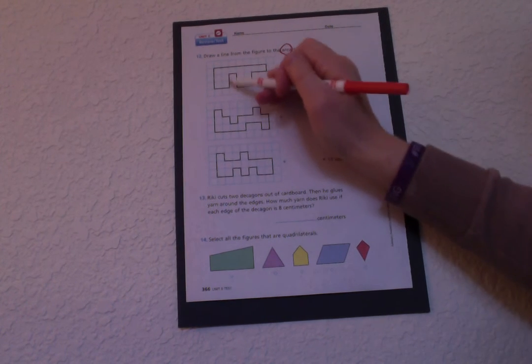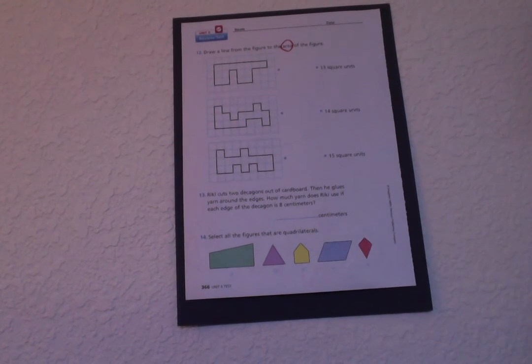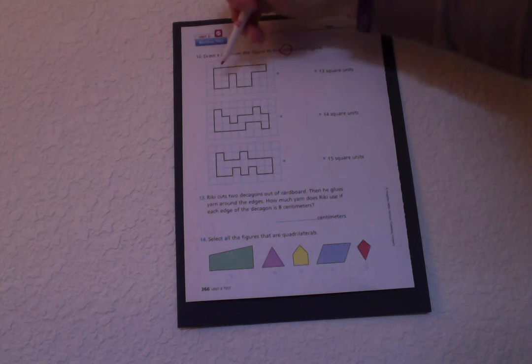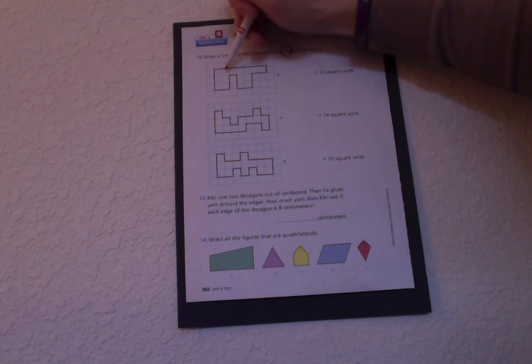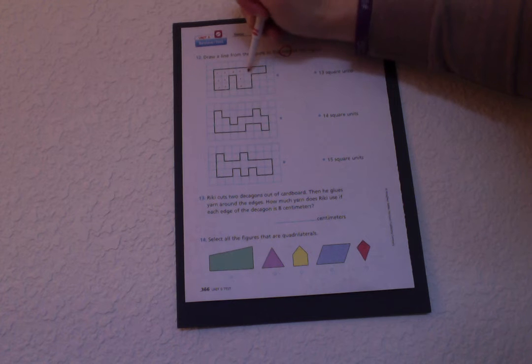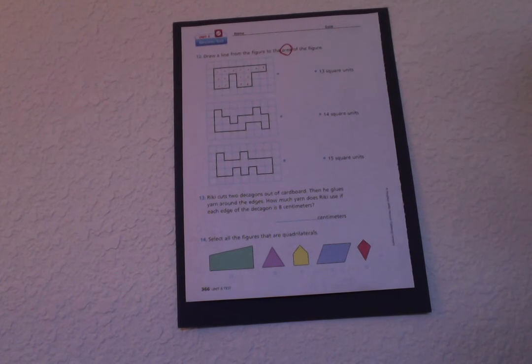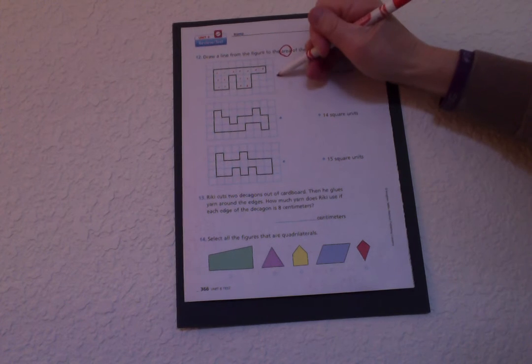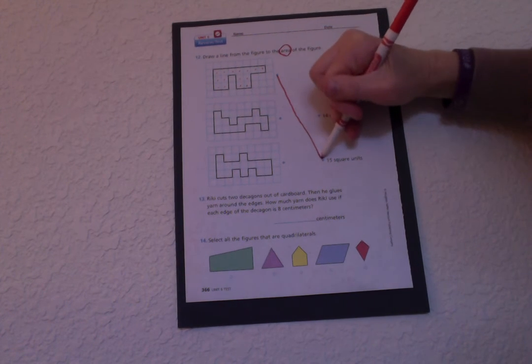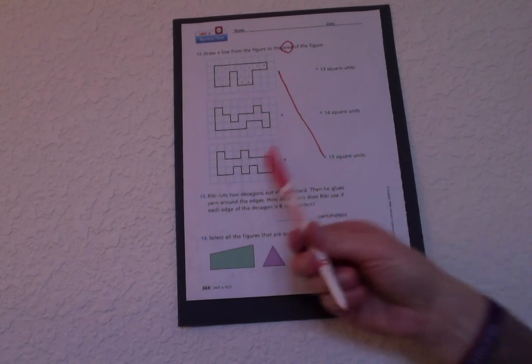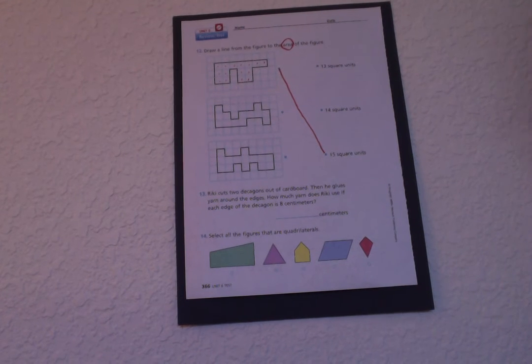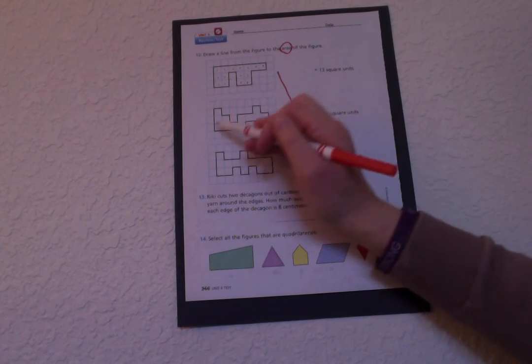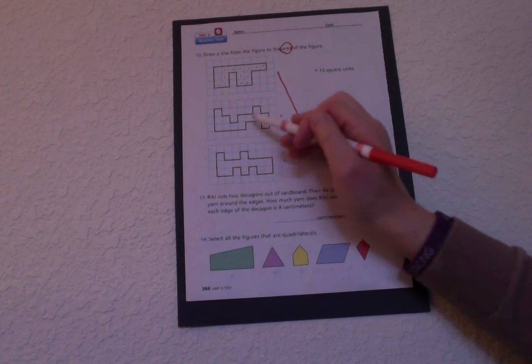I just have to count the squares. I'm going to do that. I'm going to count for the first one. 1, 2, 3, 4, 5, 6, 7, 8, 9, 10, 11, 12, 13, 14, 15. This first shape is 15 square units. There it is. I'm drawing a line. I'm going to let you complete the other 2 on your own. Remember, area is counting the inside squares.